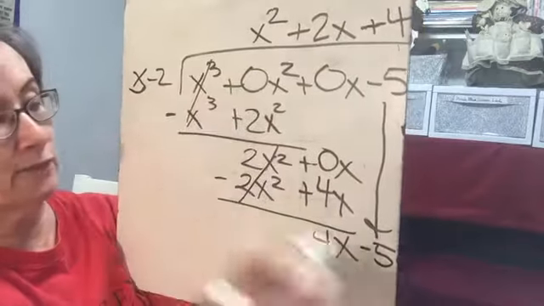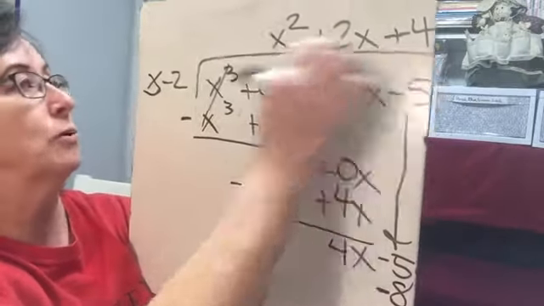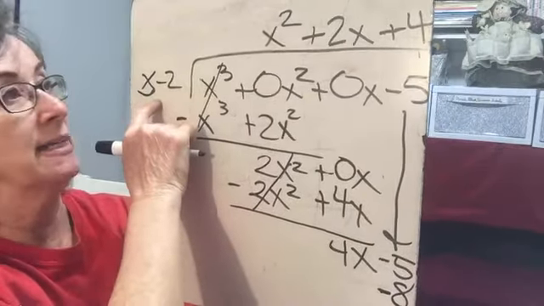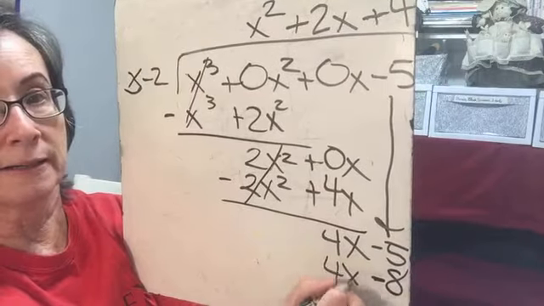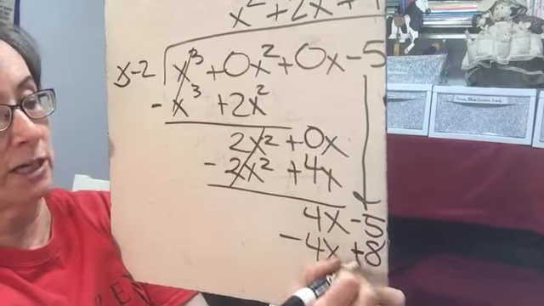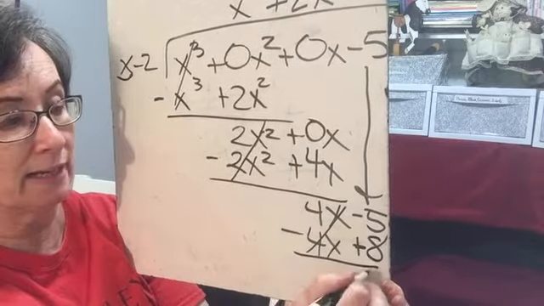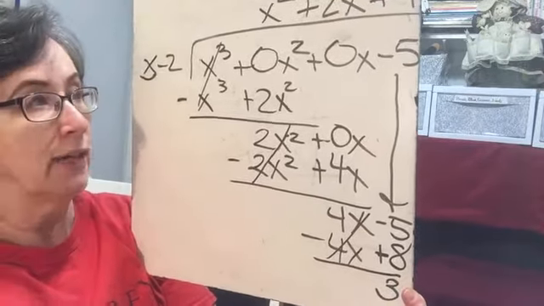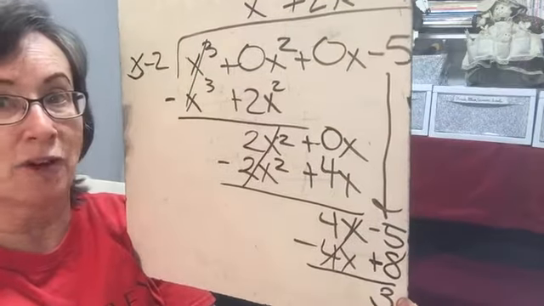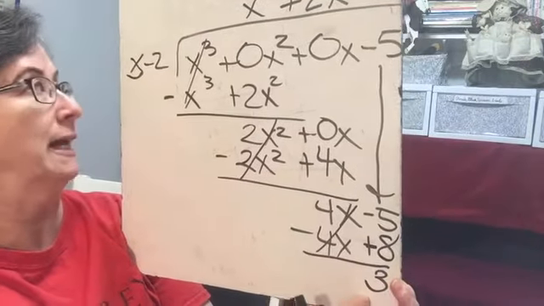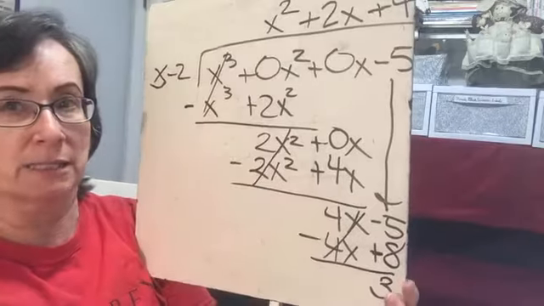4 times a -2 is a -8. 4 times an x is a 4x. I'm subtracting, so I change both signs. This cancels. And I end up with a 3 as my remainder. So my fractional remainder will be 3 over x minus 2.